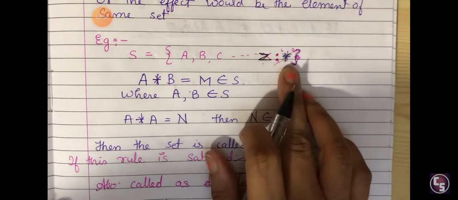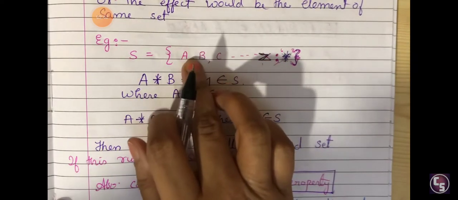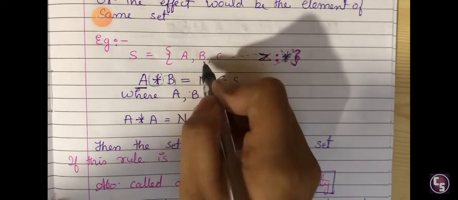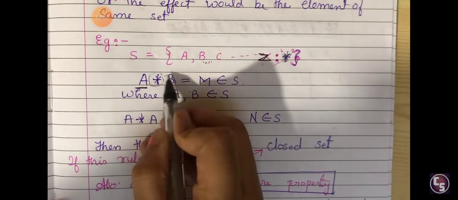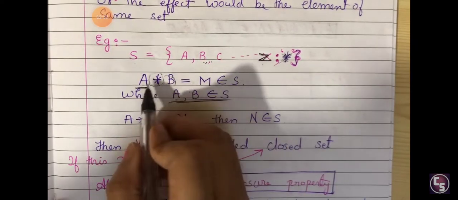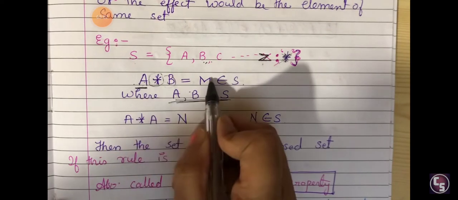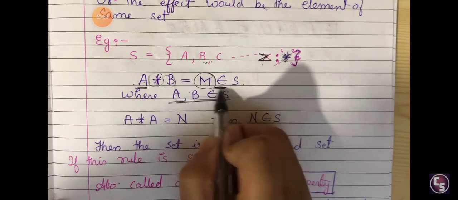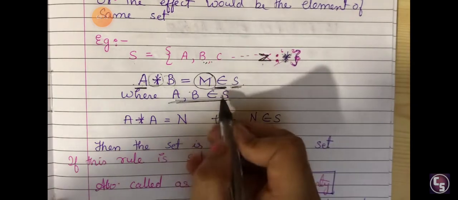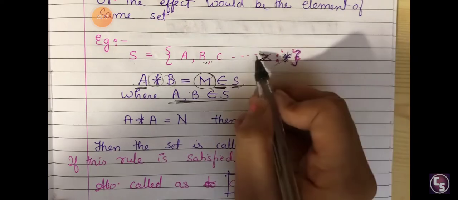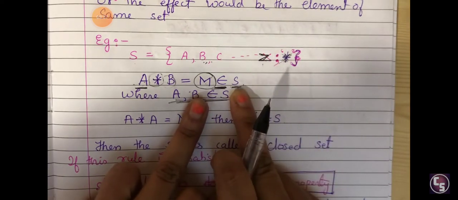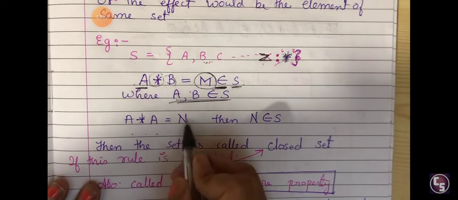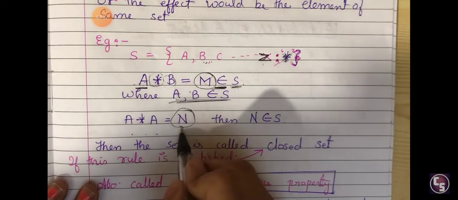The first rule says, if I pick any element, say A, and perform the binary operation of multiplication with another element of the same set, B, so that A and B belong to set S, then A multiplied by B gives another element, M. The criterion is that M should also belong to S. This is the symbol of belonging to the set S. If I multiply A with A itself, I get an element N, which also belongs to S.